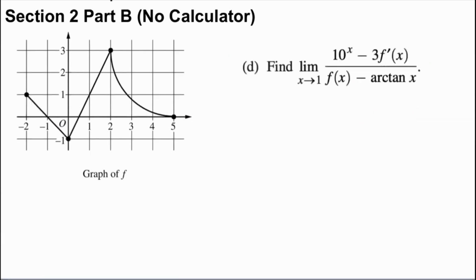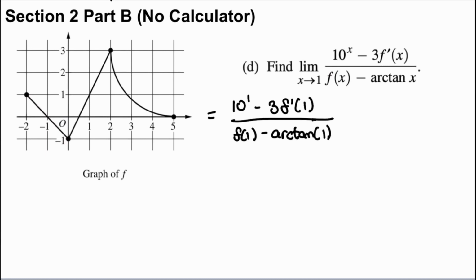Now for the final part, we're going to find the limit of this statement. So when tackling limits, we're just going to first shove in the number that x is approaching and see if that works. And if it doesn't, we will adjust later. So we're just going to say that this is equal to 10 to the first power minus 3 f prime of 1 over f of 1 minus arctan of 1.